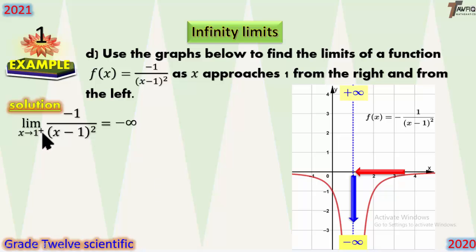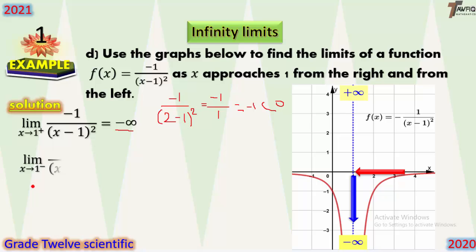You can take a number bigger than 1, let it be 2, and replace it here. Minus 1 over (2 minus 1) squared is equal to minus 1 over 1, which equals minus 1. It is less than 0, therefore the limit is negative infinity.